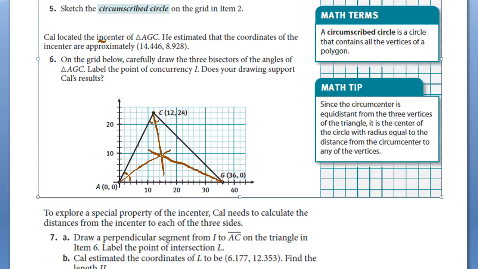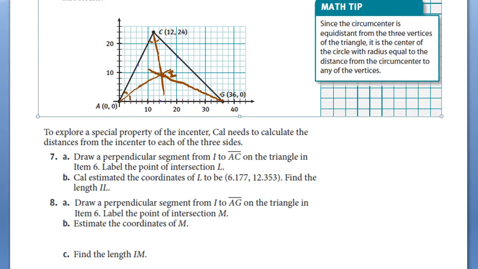They are, in fact, concurrent. They touch each other right there. We're asked to call that point I for the incenter. Does our drawing support Cal's results? Cal got 14.4 and 8.9. And yes, that dot does look like about 14.4 and 8.9.